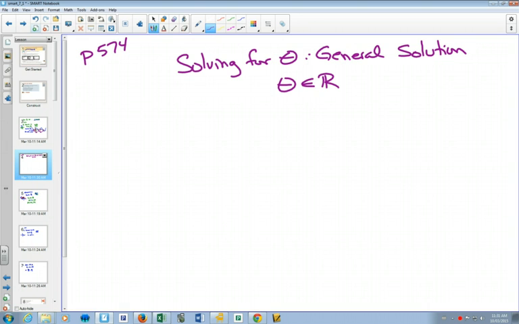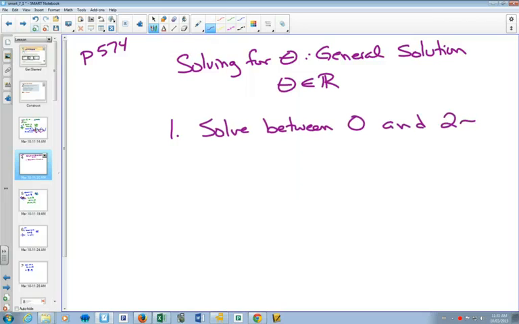Lately, the exams have been better at saying find the general solution or solve for theta where theta can belong to all real numbers to be more specific. So there's two basic steps when you have a general solution. One, you're going to find all your answers from 0 to 2 pi, just like we did in the previous 4 examples. So you're going to solve basically what we did before, where we figured things out between 0 and 2 pi.